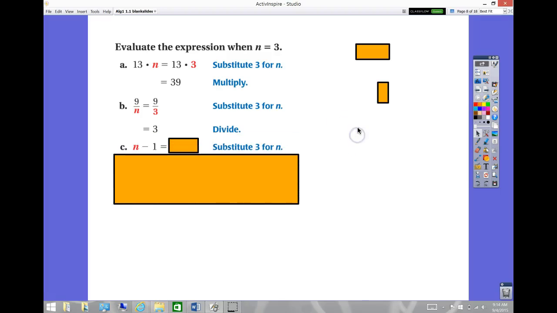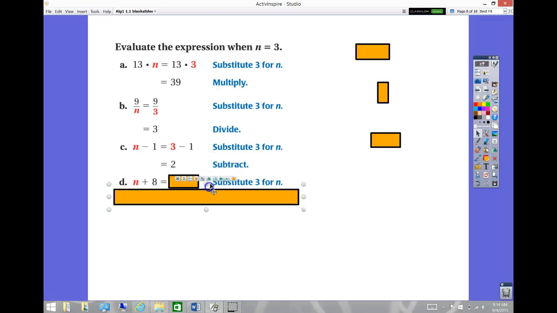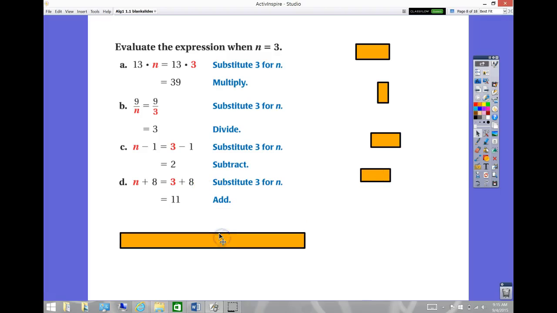n minus 1, a subtraction. Evaluate for when n equals 3. 3 minus 1 is 2. And last, addition. n plus 8 equals. Evaluate for when n equals 3. 3 plus 8 equals 11.